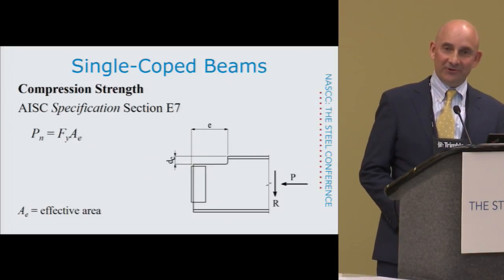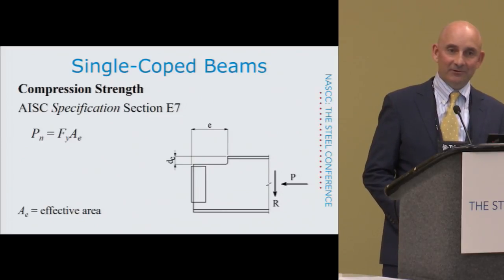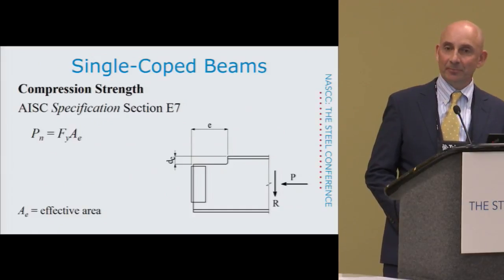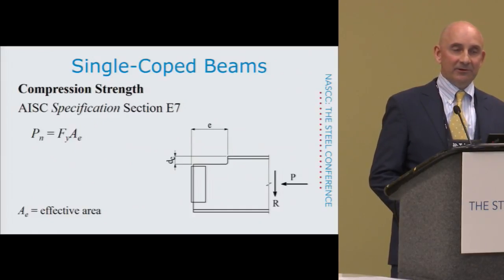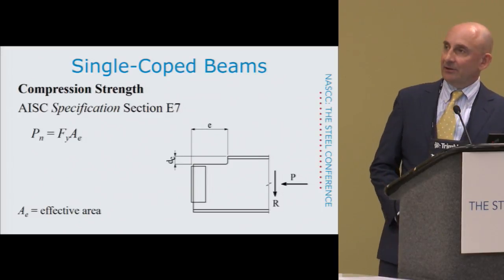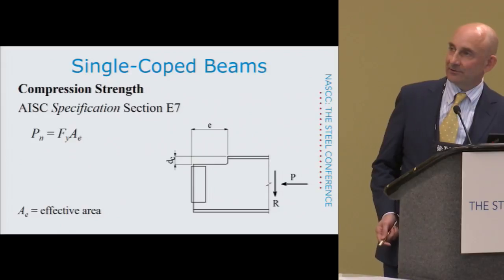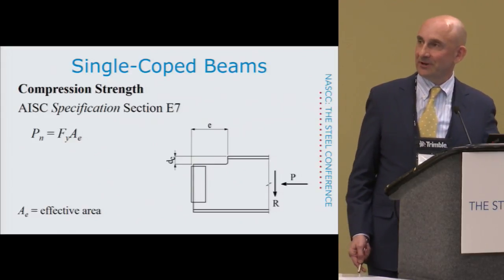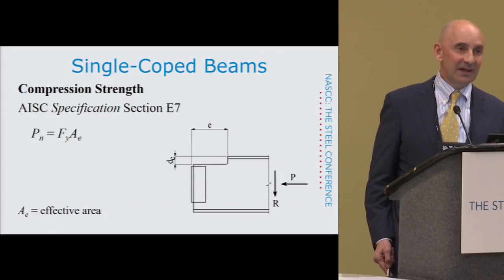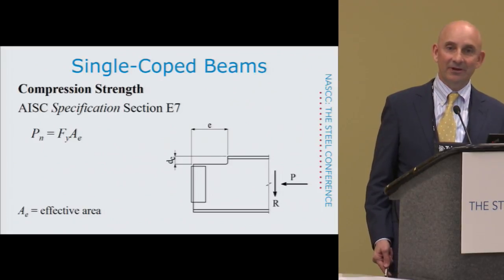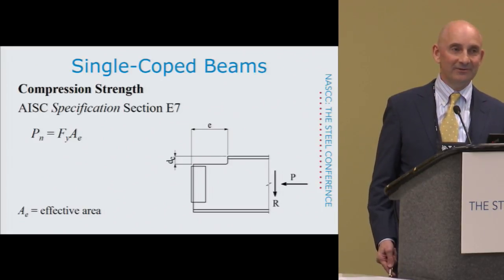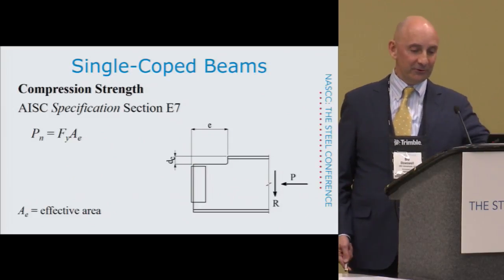Now for the compression strength. This is where I started using some judgment. I went into spec section E7. That's for slender members. It's for local buckling of slender members. And the equation looks the same. The compression strength is the yield stress times A sub E instead of A sub G, because A sub E is the effective area rather than the gross area.